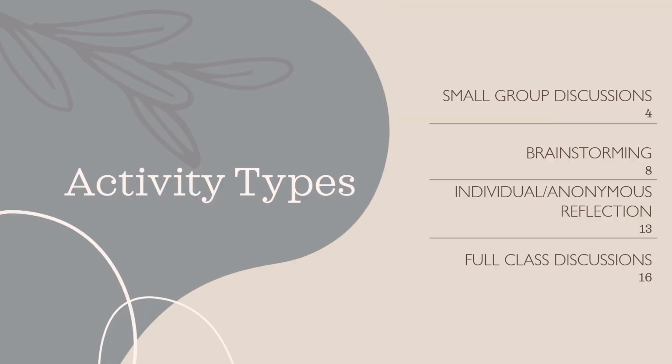This video will be split into 4 sections based on the general types of activities you may already have in your lesson plans. Those are small group activities, which require you to split the class into groups of 2 to 5, brainstorming activities, individual participation, either anonymous or not, and finally, full class discussions.